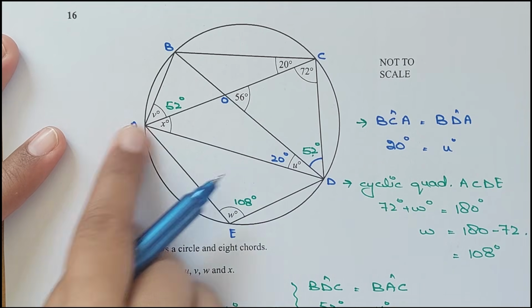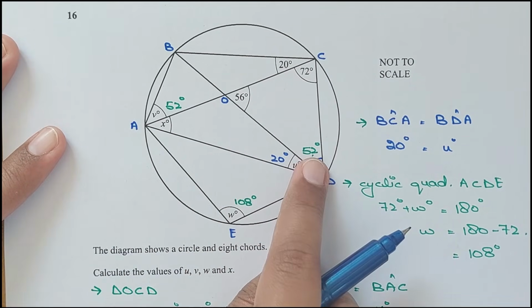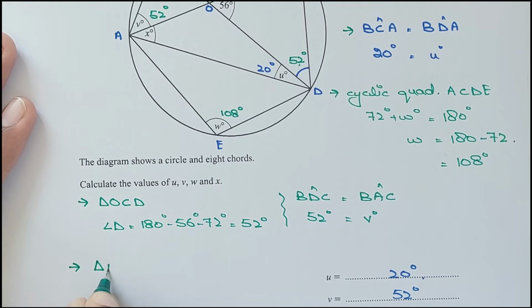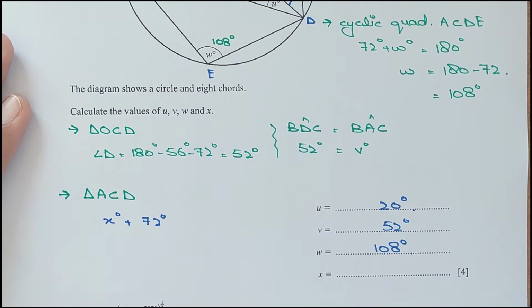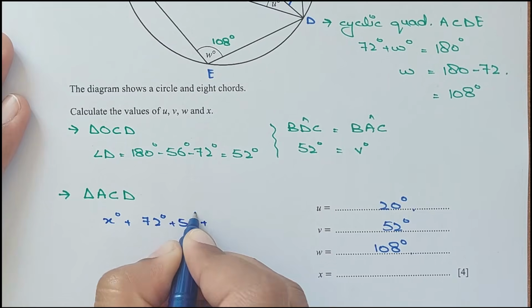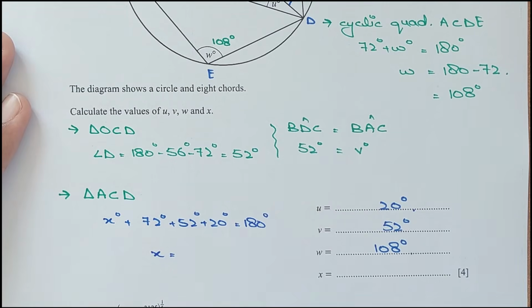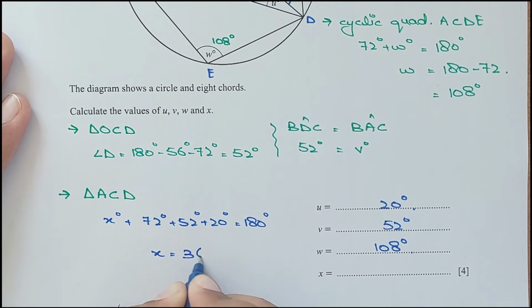If I consider the triangle ACD, the sum of all angles of a triangle is 180. This angle is x, this is 72, this is 52 plus 20. Okay, considering the triangle A, C and D, angle A is x degrees, angle C is 72 degrees, and the third is 52 degrees plus 20 degrees. This sum is 180. Let me solve for x. x is 180, take away 72, take away 52, take away 20, which is 36. So angle x is 36 degrees.